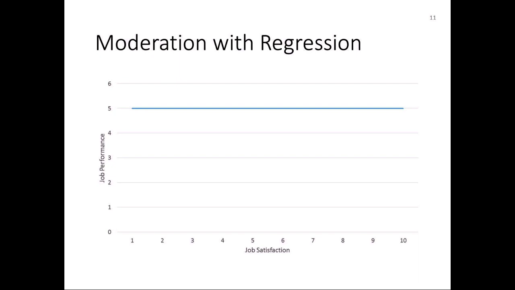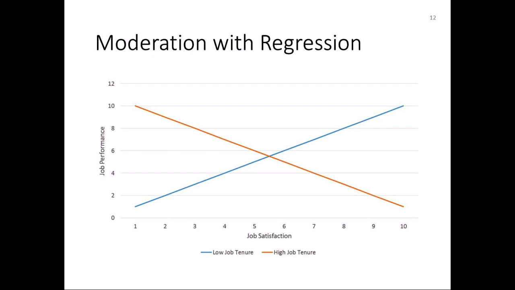However, let's say we account for tenure and the relationship looks like this. What would you say? What would you think about that? Hopefully you would say, wow, that's a really strong relationship. That's an enormous relationship. Because in this example, if your job tenure is low, your relationship between job performance and job satisfaction is extremely strong and positive. As you can see, if your job tenure is low, which is the blue line, your relationship between your job satisfaction and job performance is almost a perfect relationship. I think in this example it is a perfect relationship.